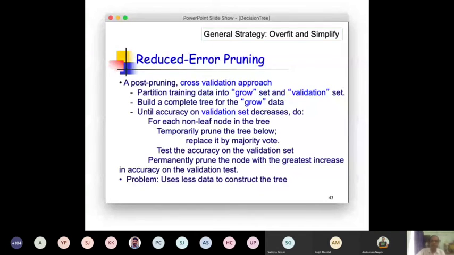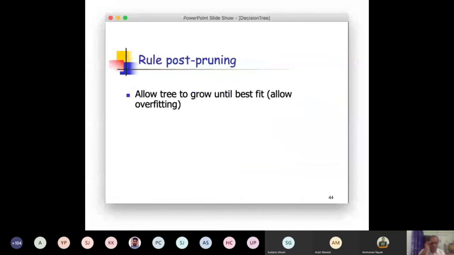So use this less data to construct the tree, and sometimes it is done at the rules level. So this rules level post pruning is also interesting. I mean, the details are given in that book, Mitchell's book. You can check that.